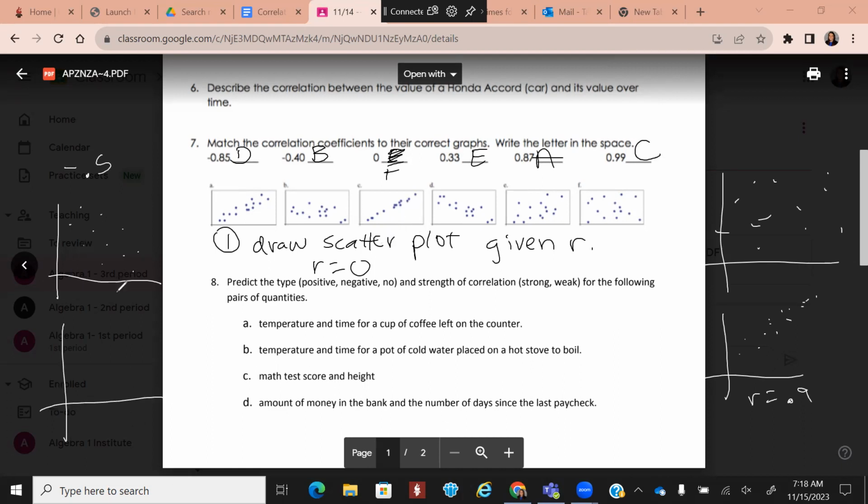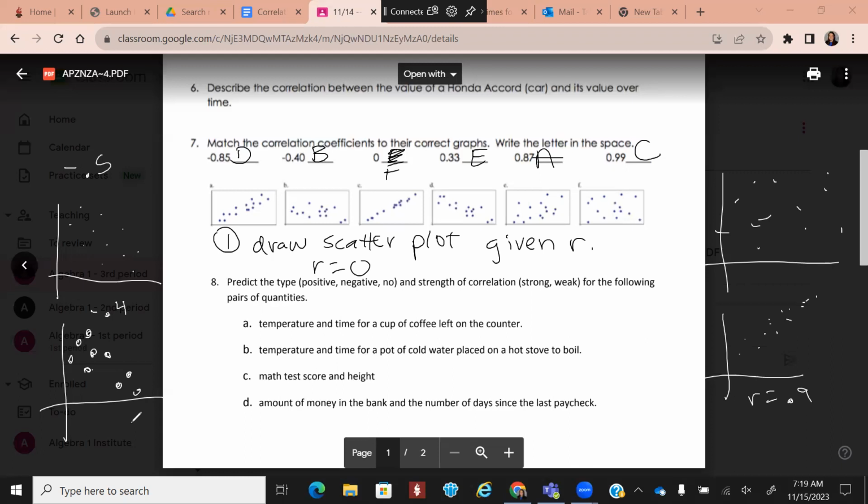Let's say we have negative 0.4 as an R value. Is that going to be going up or down? Down. And it's going to be kind of close to a line, right? Kind of. So that's what my scatter plot would look like. I'll make those dots a little bigger. You can't mess this one up. The only thing that you can mess up on this is if you don't draw anything. It has to be going up or it goes down or it's all over the place because it's R equals 0.